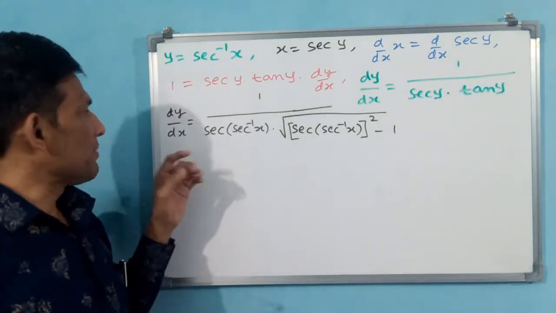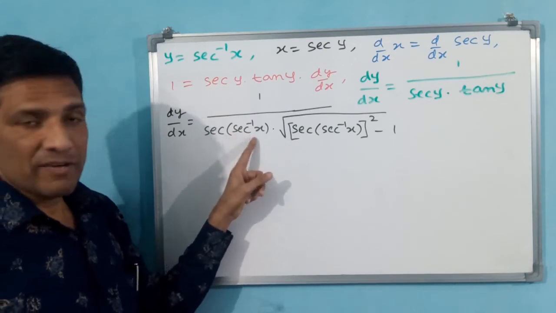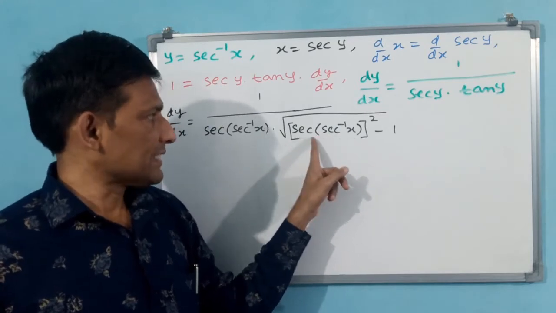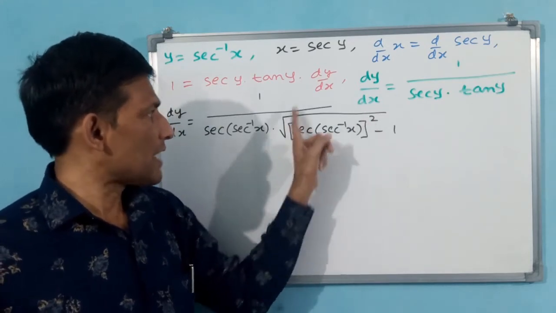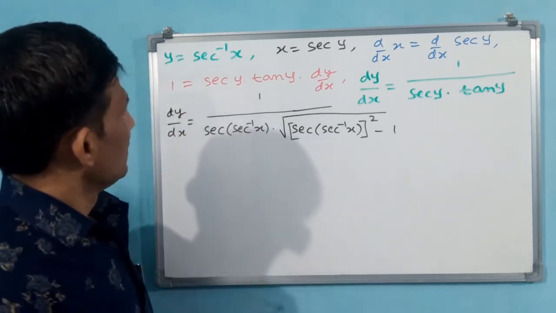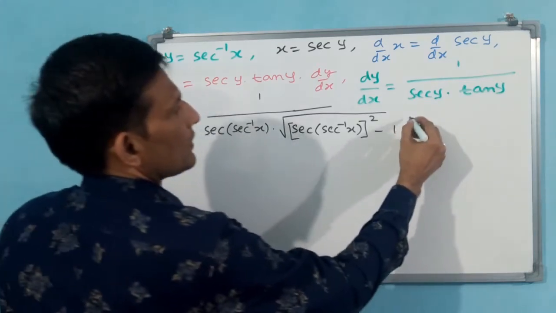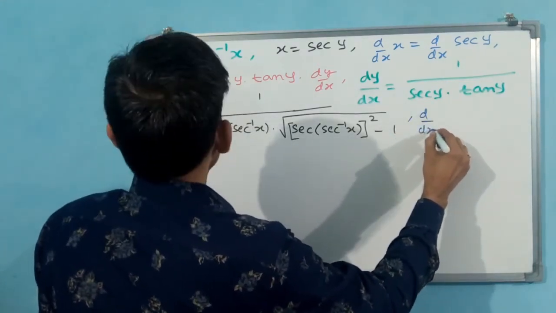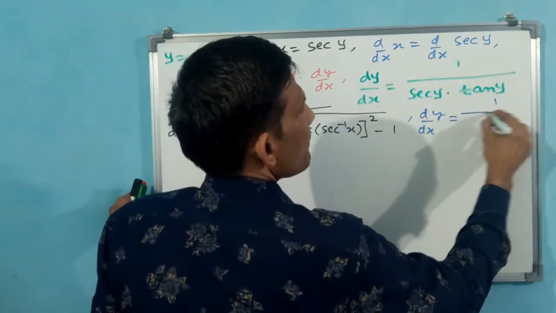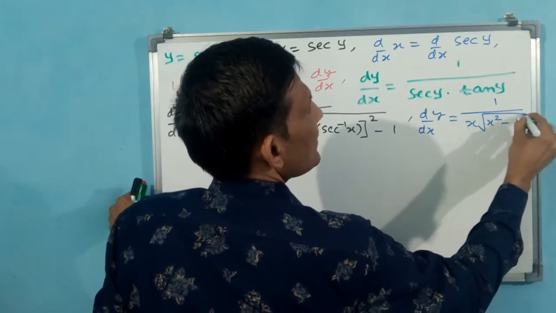But you see what is going to happen. dy by dx is equal to 1 by, this is going to become x, secant of secant inverse x is x. But this, secant of secant inverse x, whole square, is x square, under root, x square minus 1. That you have to keep in mind. Okay. See what I am writing. You write down here: d by dx of y is equal to 1 by x into square root of x square minus 1.